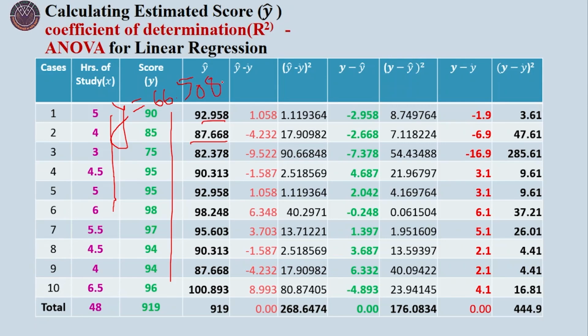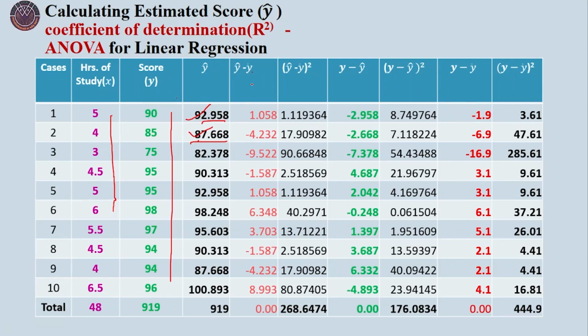and plus 5.29 into x. So using this particular equation, we are getting these values 92.958, 87.668. This column gives you the predicted value of y.